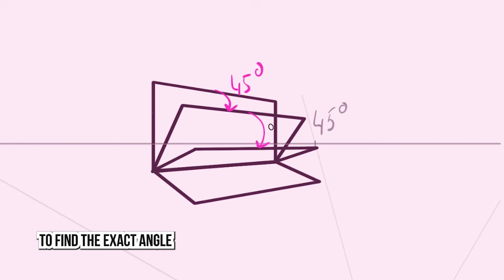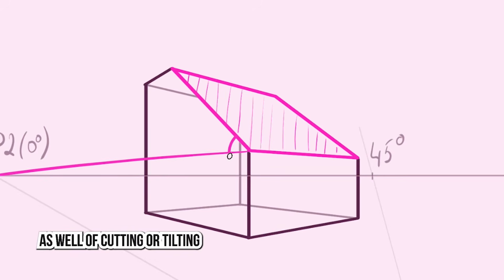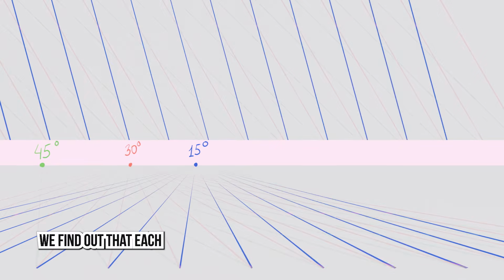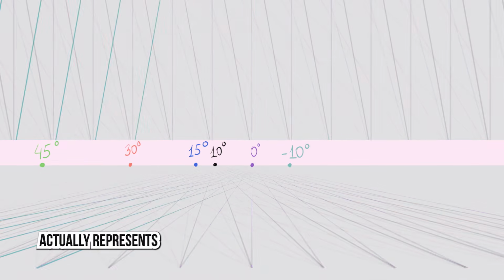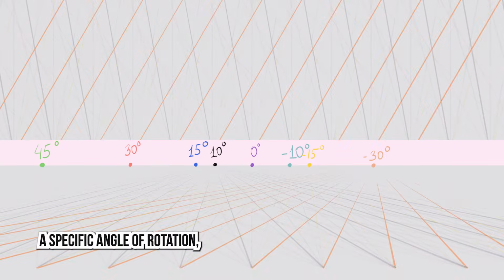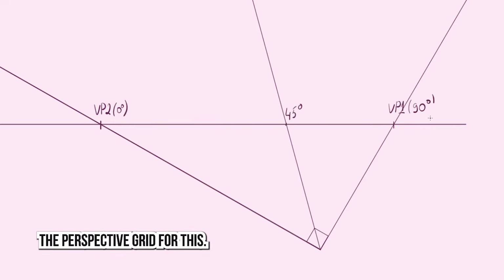To find the exact angle of rotation in perspective, as well as cutting or tilting, let's shortly remember that in my previous video we found out that each vanishing point actually represents a specific angle of rotation. So now let's build the perspective grid for this.